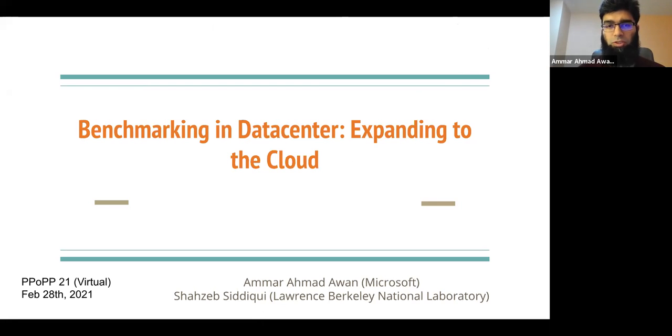We are talking about benchmarking in data center, as is the topic of the workshop. And we're also trying to see a diverse perspective from people who are in the industry as well as academia. And we want to see how benchmarking is being done, what is the state of the art in benchmarking in data center, and also expanding a little bit on the clouds like Azure and AWS.